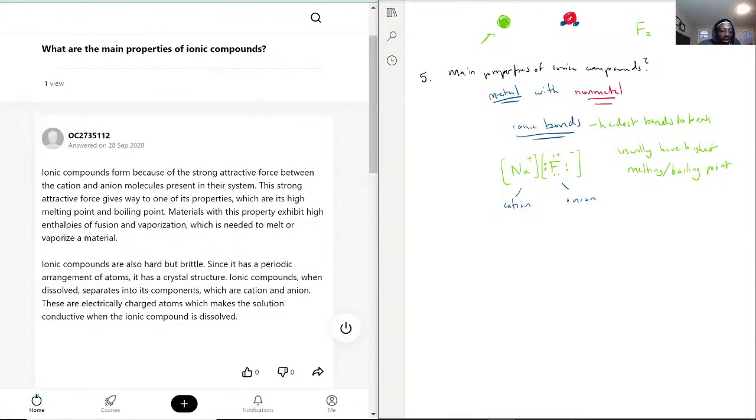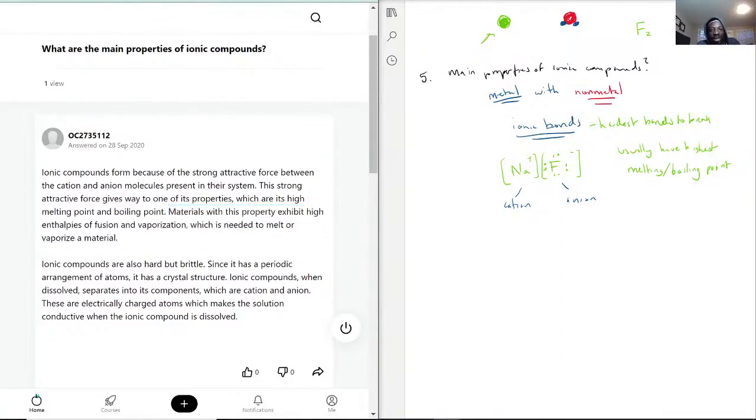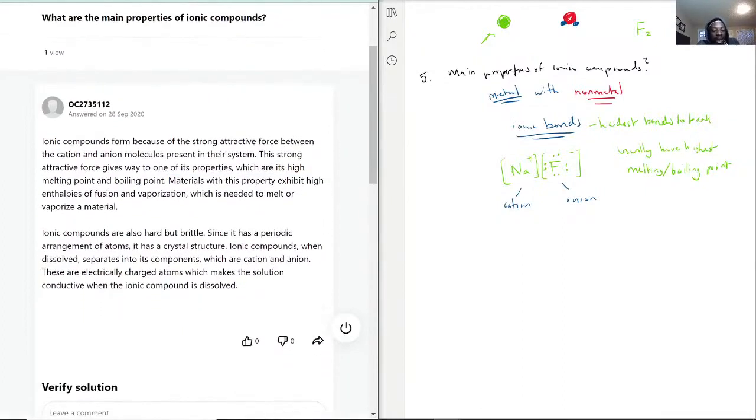And I'm not sure about this part, but there's something else you need to know as well: high enthalpies of fusion. So to actually form them, you need quite a bit of energy. And ionic compounds are also hard and brittle, so you'll see a lot of them in powders or in crystallized structures. That's usually what we see for ionic compounds. An example would be salt, NaCl.